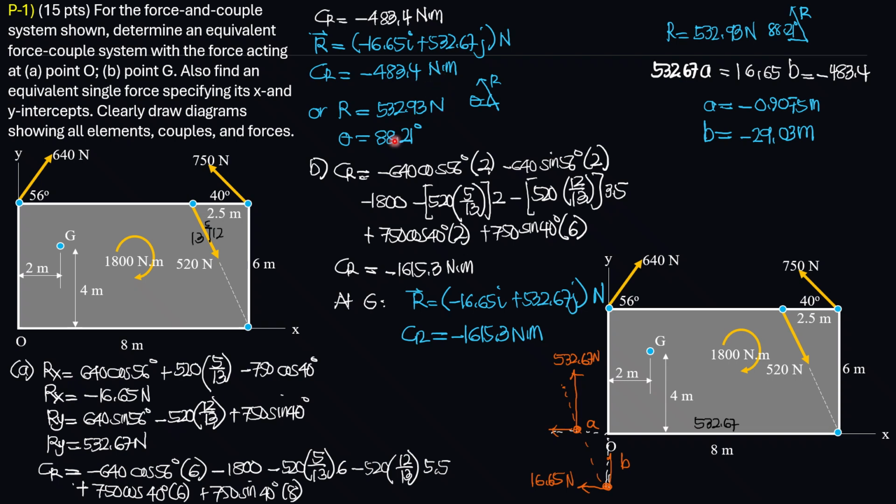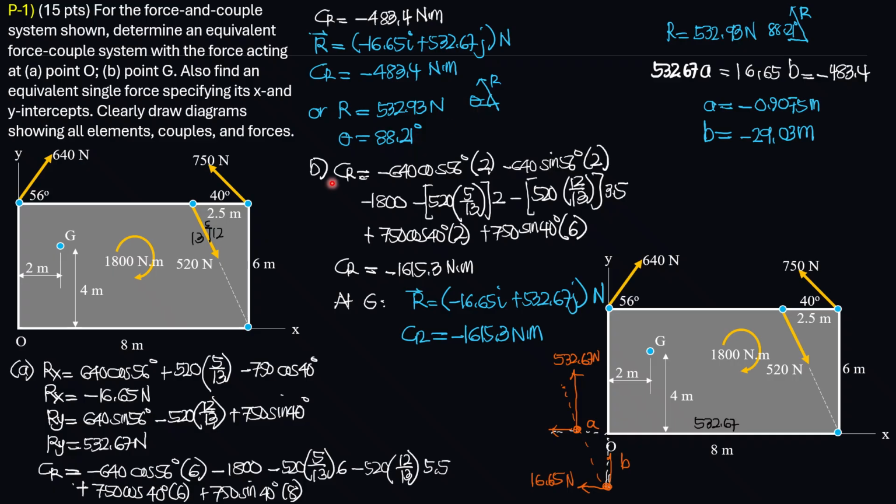The direction is up to the left. So up to the left, and this angle is inverse tangent of 532.67 divided by positive 16.65 because it is already to the left here. So that angle theta is 88.21 degrees.